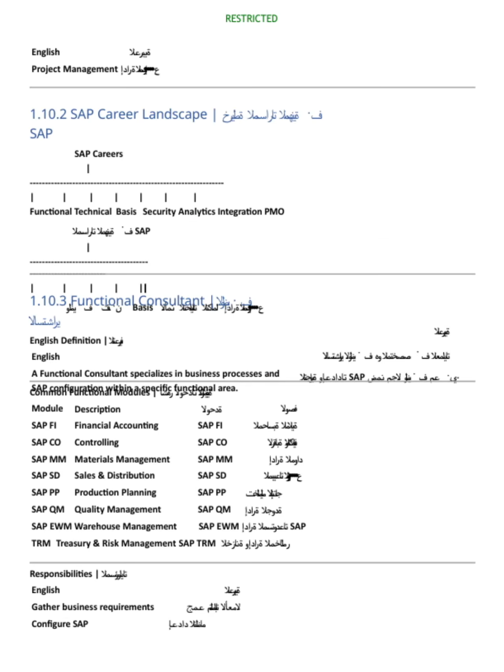Let's take a closer look at the key responsibilities involved in SAP roles. We're talking about gathering business requirements and configuring SAP systems to fit those needs. This covers a range of modules, from warehouse management in SAP EWM to treasury and risk management with SAP TRM. We also see core functions like financial accounting, controlling, materials management, sales, production planning, and quality management. Each area requires specialized knowledge to ensure the system supports the business effectively. This slide gives us a broad view of the SAP career landscape and the functional expertise involved.